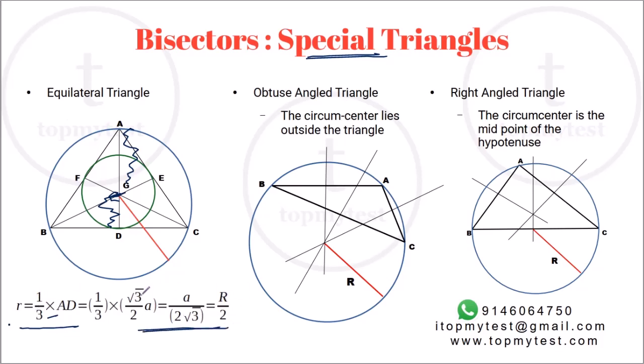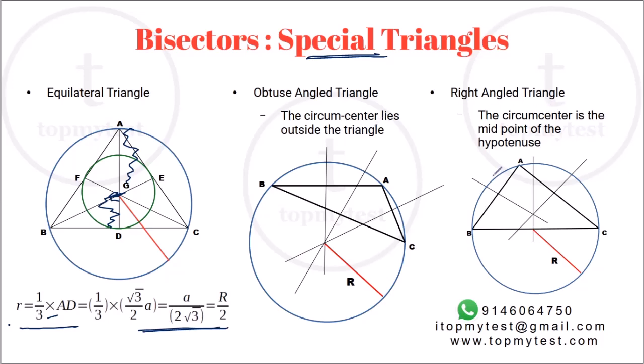What is the value of the inradius? 1/3 of the height, which will be a divided by 2 root 3. So what will be the circumradius? Circumradius will be a divided by root 3. Pretty straightforward. Now, for an obtuse angle triangle, the circumcenter will lie outside the triangle. Just like the orthocenter lies outside, the circumcenter also lies outside. You can prove it using properties of circles as well.